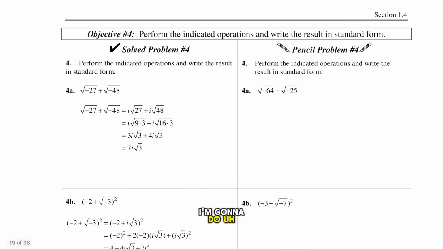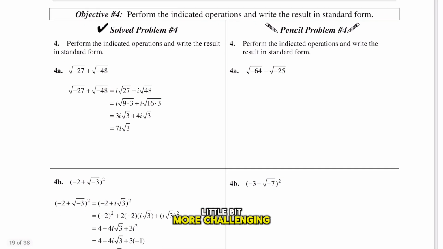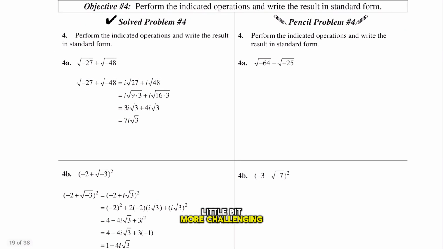I'm going to do one that is a little bit more challenging. So hopefully you know by now that you cannot take a square root of a negative number. It is an imaginary number. So the square root of negative 1 is actually i.